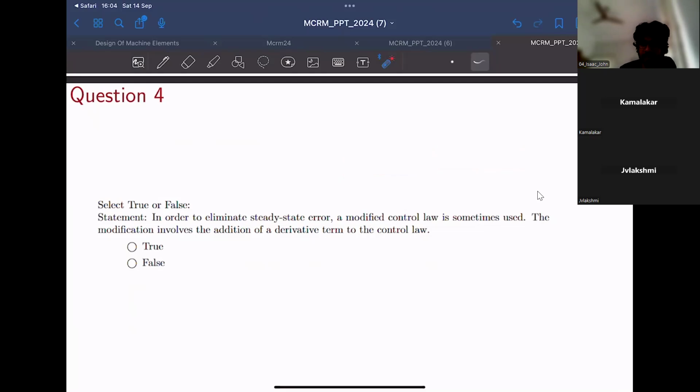But in case of this derivative error, it depends on the rate of change of error. So if the error is slowing down, the derivative term will also decrease, or if the error is shooting up, or if it is increasing, the derivative term will also increase. So steady state error is always going to be associated with the integral term, not the derivative term. So in that regard, this answer is also false.